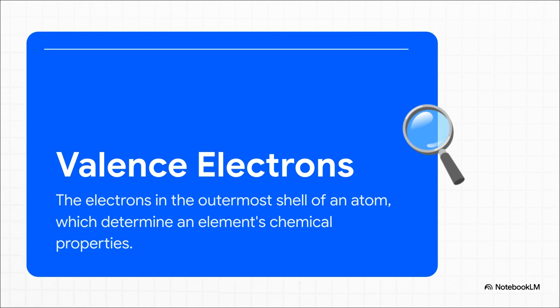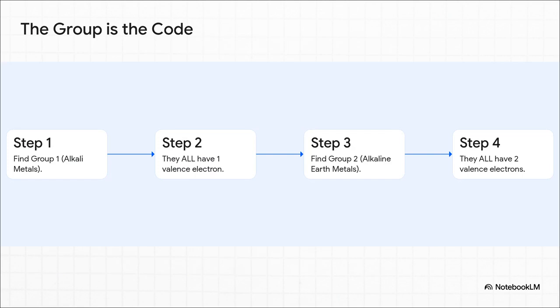Okay, what are those? They're simply the electrons in the very outermost shell of an atom. You can think of them as the frontline soldiers in chemistry. They're the ones that get involved in all the action, in all the chemical reactions. They basically determine everything about an element's personality. And here's the best part, the simple, beautiful secret. The group number is the code.